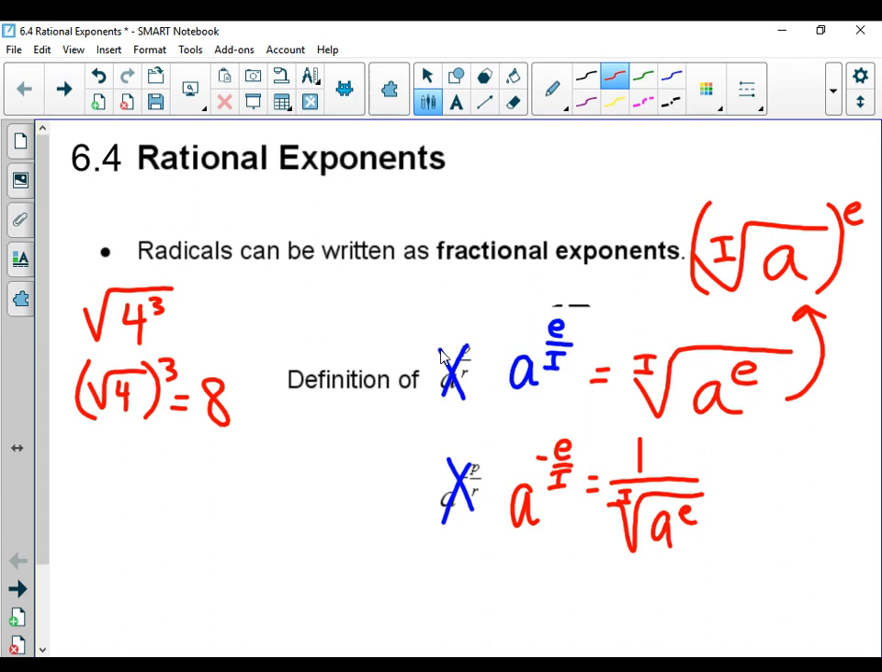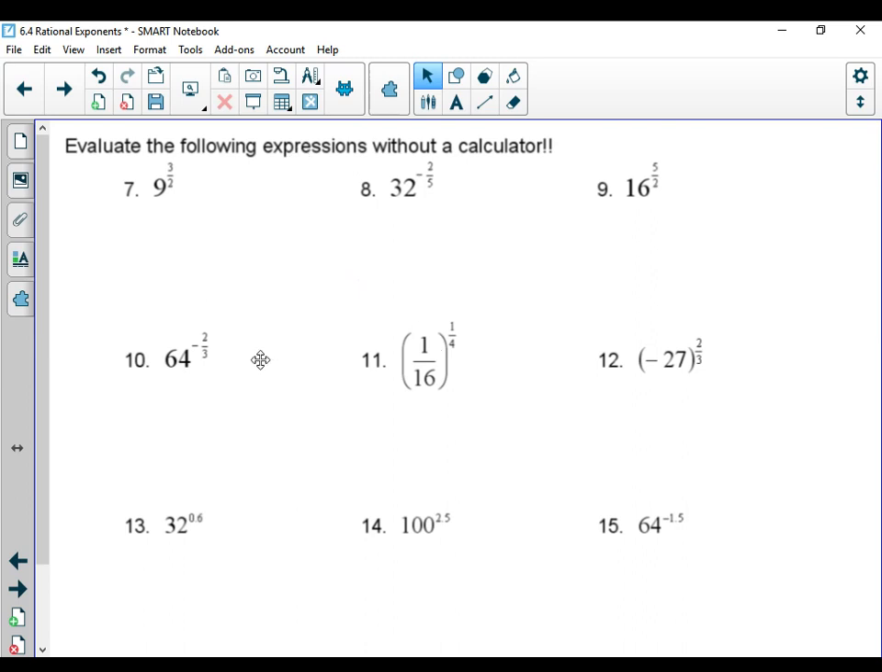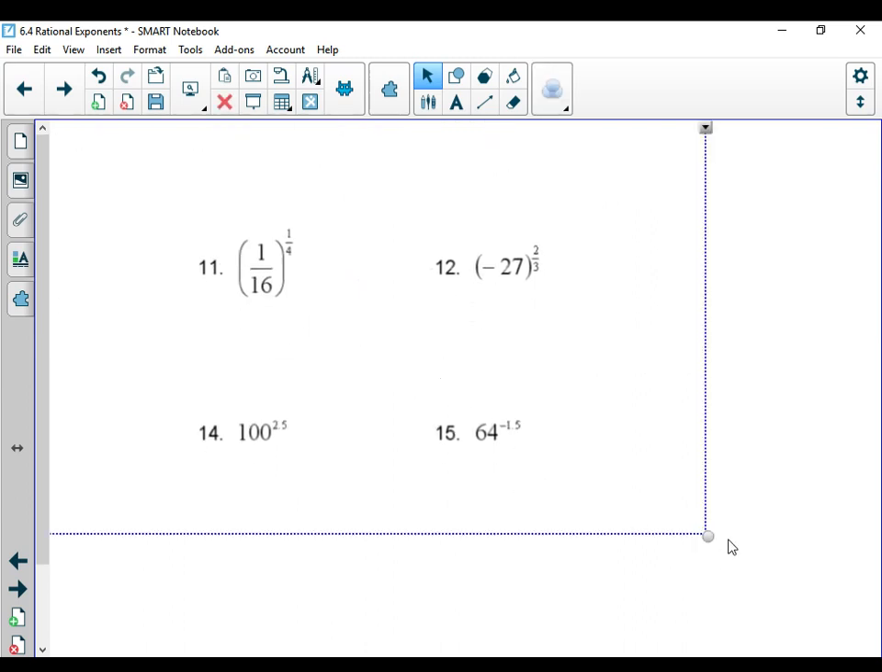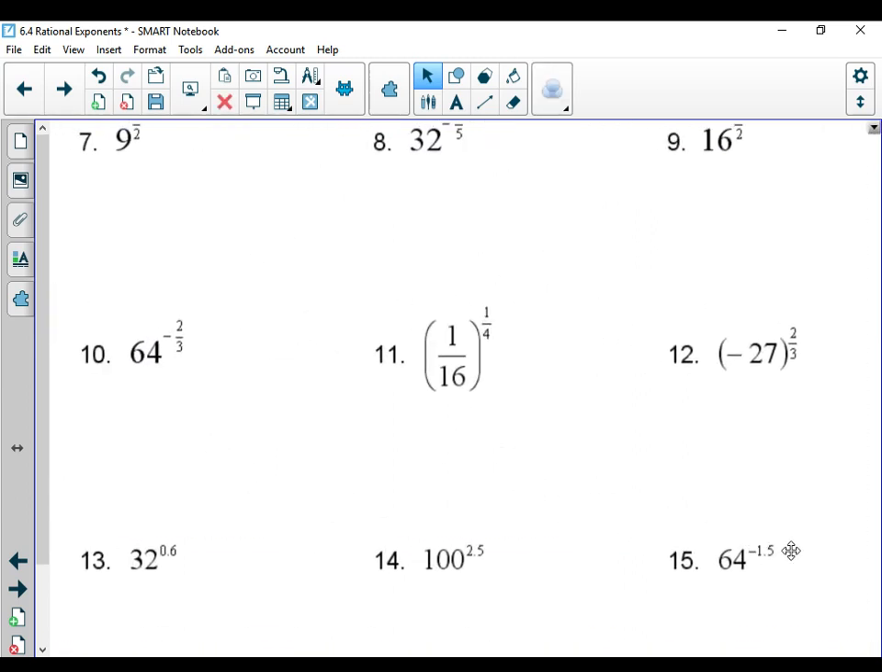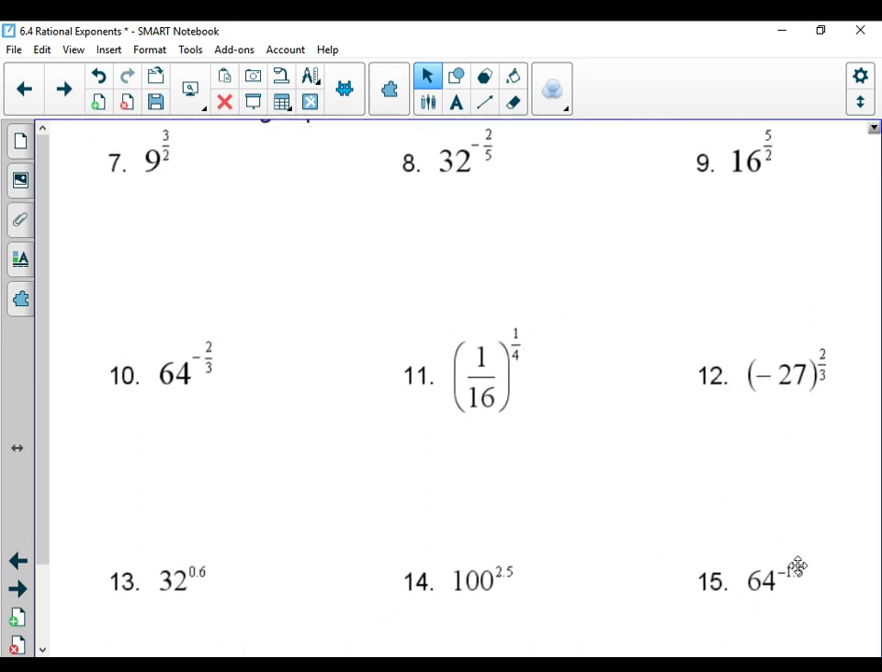It doesn't matter. The reason I share that with you is you're going to do all of these on this next page without a calculator. Let me make this bigger again. If you can't see the bottom ones down here, this is 0.6. This is 32 to the 0.6. This is 2.5. And that's negative 1.5. So without a calculator, evaluate all of these.